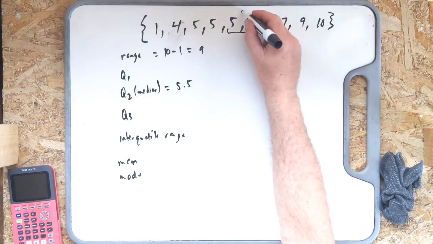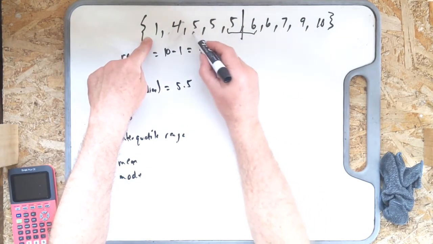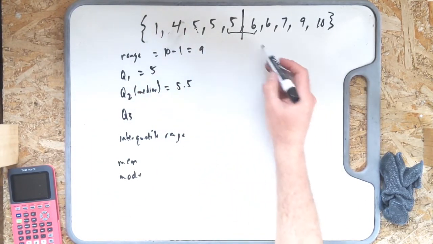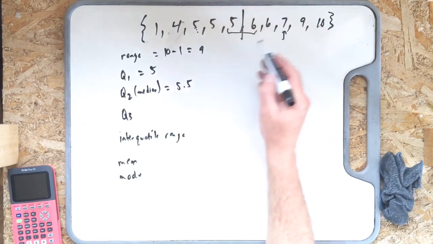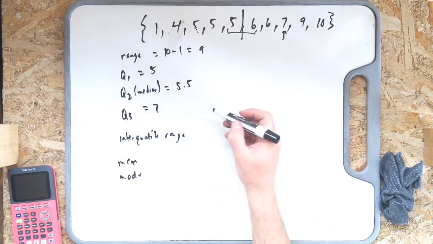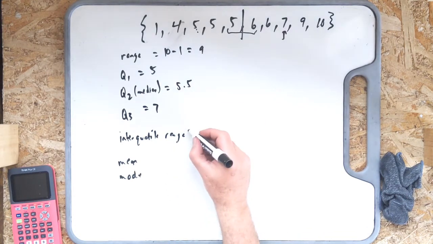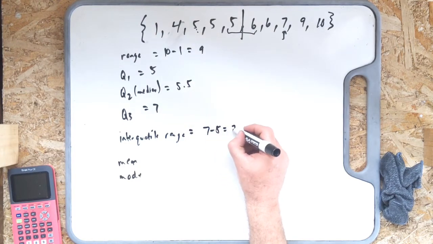Q1: there are 5 pieces of data on this side, so the median is just the third one out of the 5, which is the 5. On this side, the third one out of the 5 again is the 7. So there we go: 5, 5.5, 7. And then the interquartile range is the difference between 7 and 5, which is just 2.